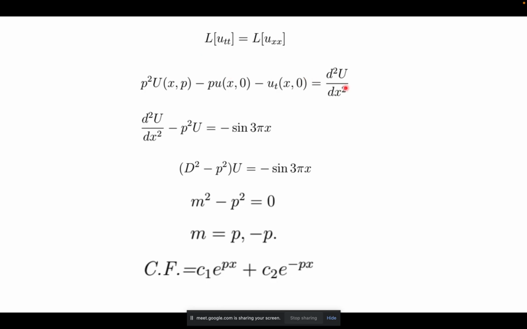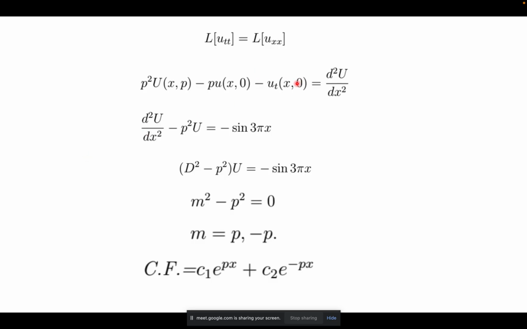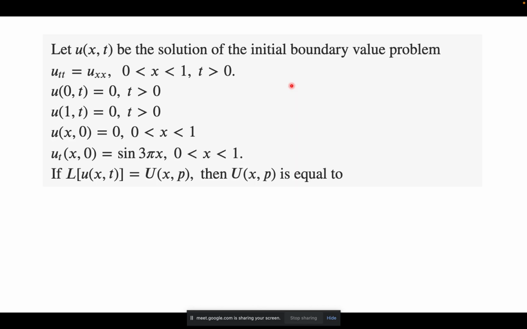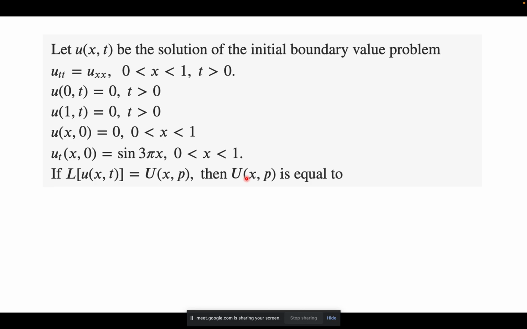So if you use this property and put in these boundary conditions, u(x,0) is 0, right? So you can put it here, and similarly u_t(x,0) is nothing but sin 3 pi x, right? So if you substitute this, what you will get is d square U by dx square, if I take this first, minus p square U, where I bring this to the right hand side, and then it will give me minus u_t(x,0), and u_t(x,0) is nothing but sin 3 pi x, right? So I get this type of differential equation in terms of capital U, and this you need to find actually.